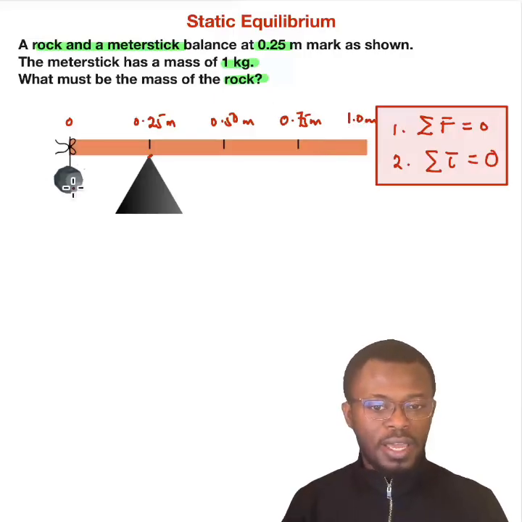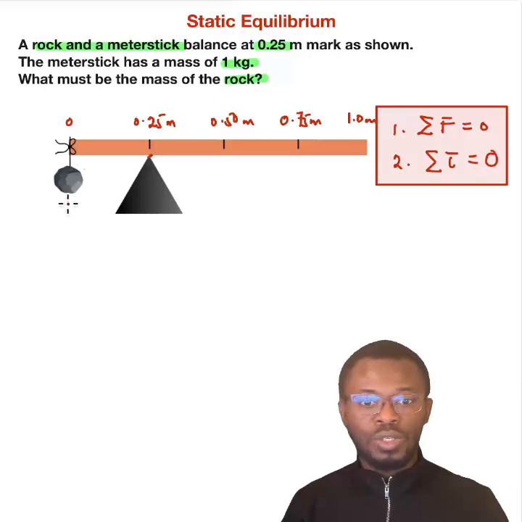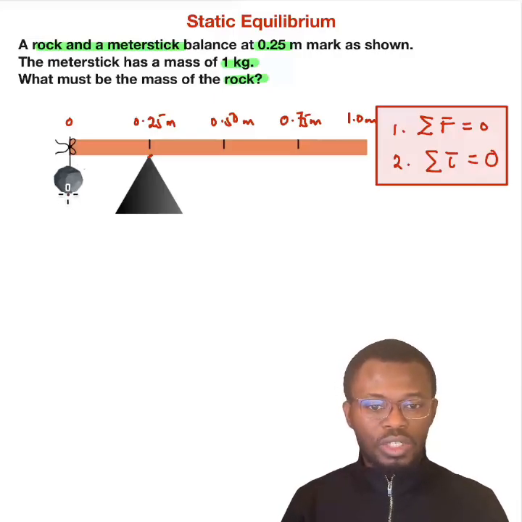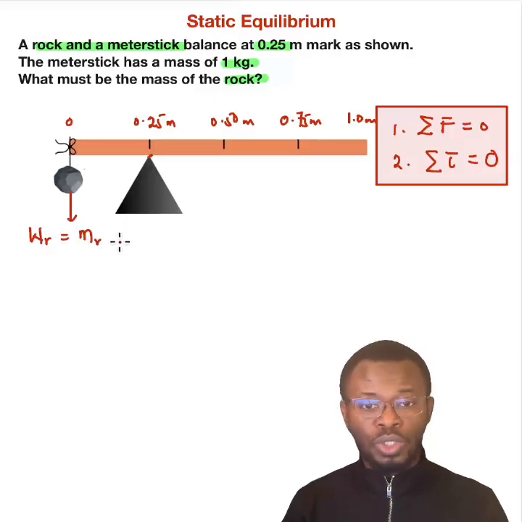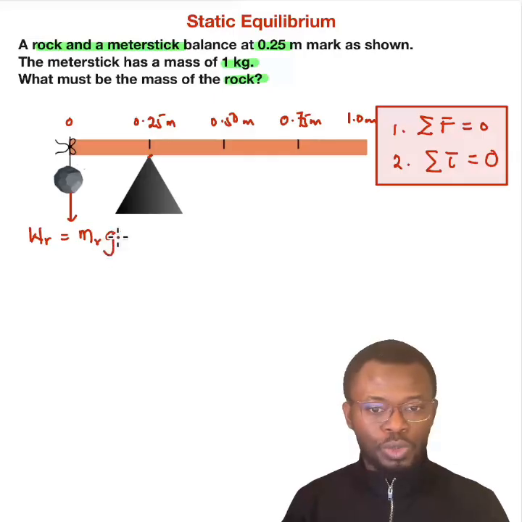With this rock here, whose mass we are going to determine using the conditions of static equilibrium, the weight of this rock is going to act vertically downwards. So we call that WR, the weight of the rock, and that is equal to the mass of the rock, which is what we are going to find, times acceleration due to gravity.